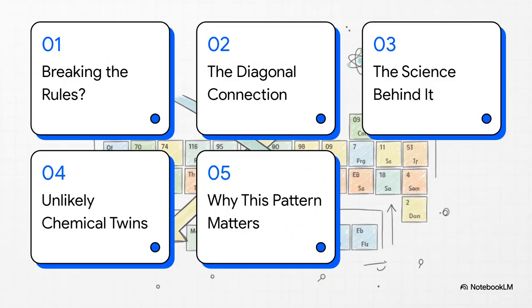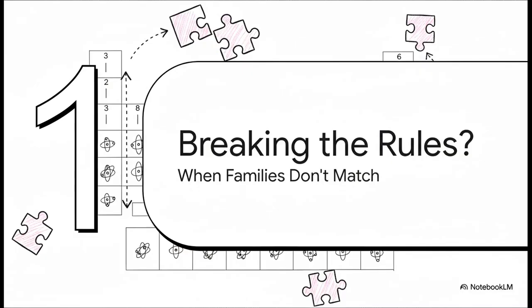All right, so here's the plan. First, we're going to look at how these rules get bent in the first place. Then, we'll uncover something called the diagonal connection. That's the key to all this. We'll dive into the science behind it, introduce you to some, let's call them unlikely chemical twins, and finally, we'll see why this weird little pattern actually matters a whole lot. So let's start with the basics.